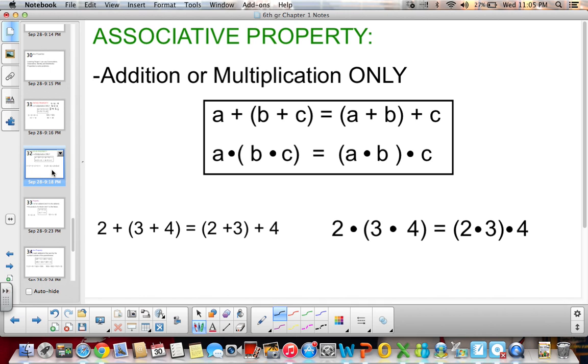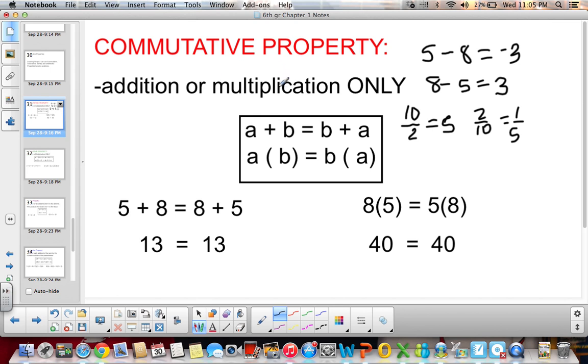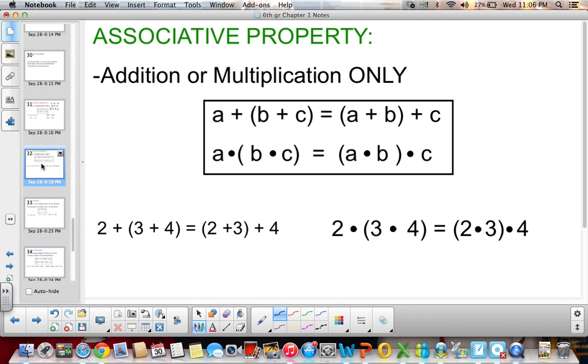Okay, associative property. So by the way, you should probably write commutative property down. And what I wrote in the box with the A's and the B's, you might want to make a note that commutative property is addition and multiplication. Associative property works with addition and multiplication also only. And as you can see, it says (A plus B) plus C is the same as A plus (B plus C). So we're changing our parentheses around. And then (A times B) times C is the same as A times (B times C).